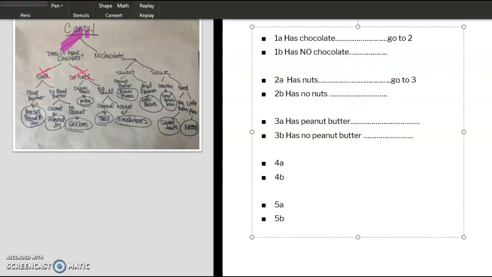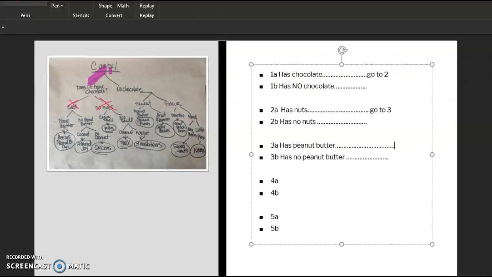Now we went through peanut butter and no peanut butter. If the answer is yes, it has peanut butter, we've identified an organism. It's a Reese's peanut butter cup. So after has peanut butter, I can put the name of the species, which means this is a Reese's.